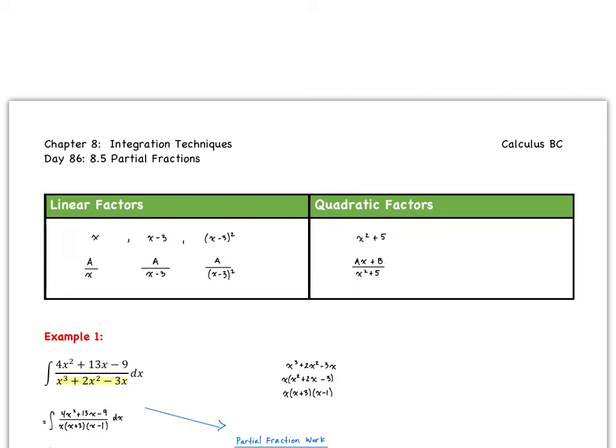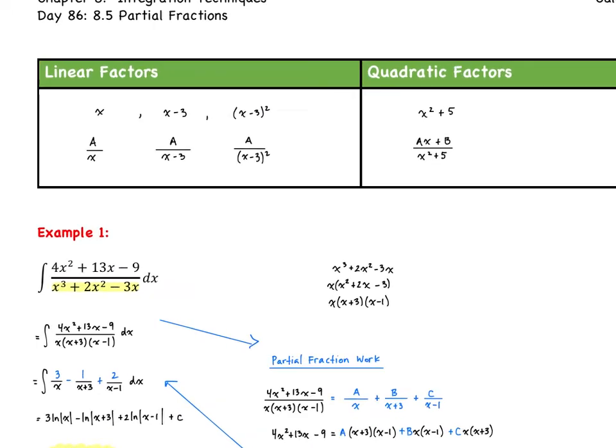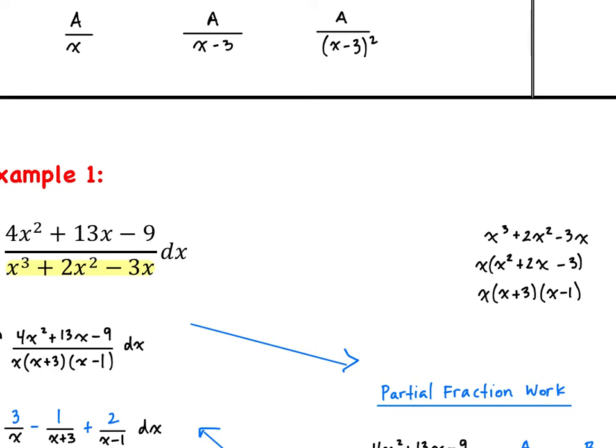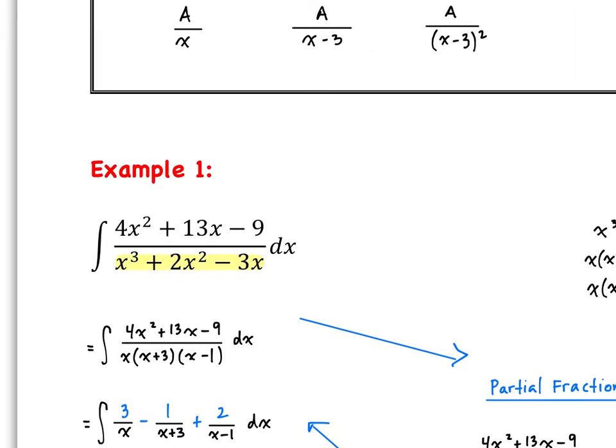So let's dive right into our first example and remind ourselves about how to set up some partial fractions. We've got this integral, and we want to integrate 4x squared plus 13x minus 9 over x cubed plus 2x squared minus 3x. So let's try factoring and see where that gets us. Factoring our denominator, we are left with 3 linear factors: x, x plus 3, x minus 1. So I can rewrite this integral as this right here.